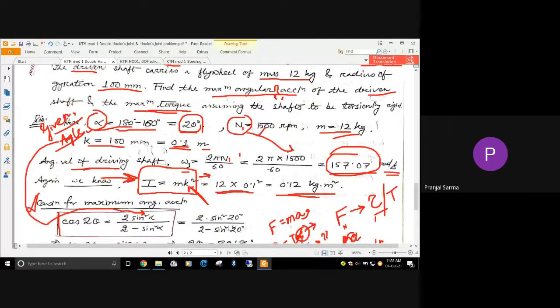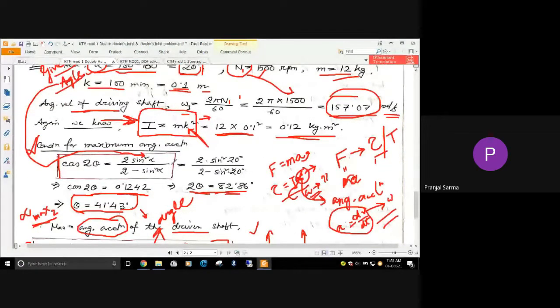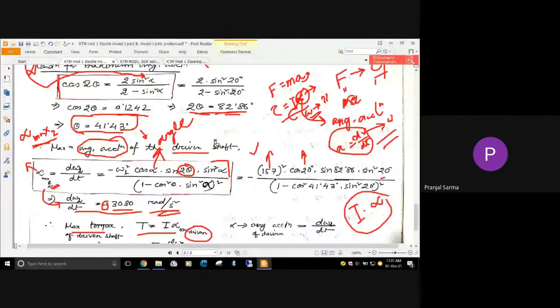For the suffixes on n1 or omega 1 and 2, I must remember: 1 for driving, 2 for driven. Next, whatever is given, find out and get those things done. You should recall the standard expressions and be able to use them, along with previously used expressions like I equal to mk square, and alpha equal to d omega by dt, those things you just use.